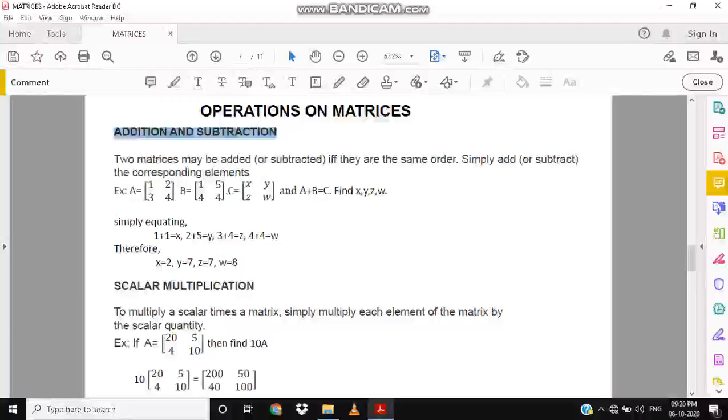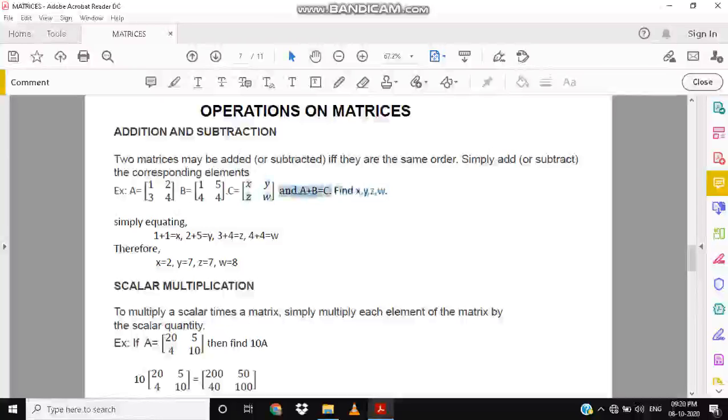A is equal to this matrix that has been given. B is this and C is this. You have been given 3 matrices. You just need to find A plus B is equal to C. You have been given this equation, and you just need to find the values of X, Y, Z, and W. What you will be doing is adding all the elements of A and B and equating it with matrix C.